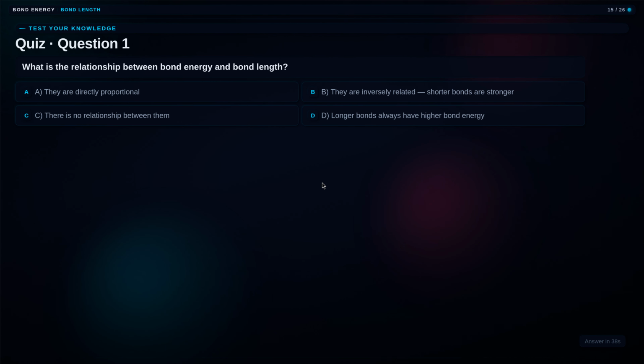Test your knowledge with this question. What is the relationship between bond energy and bond length? Option A, they are directly proportional. Option B, they are inversely related. Shorter bonds are stronger. Option C, there is no relationship between them. Option D, longer bonds always have higher bond energy. Take a moment to think about your answer.